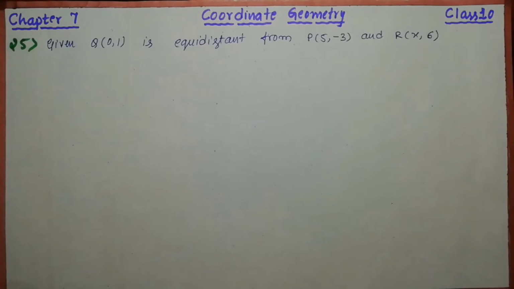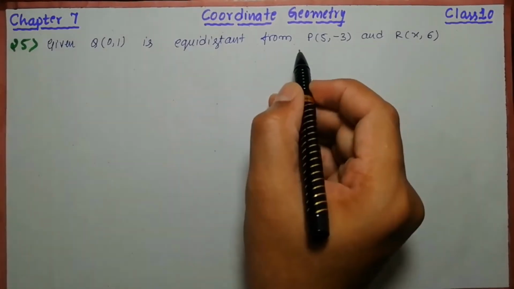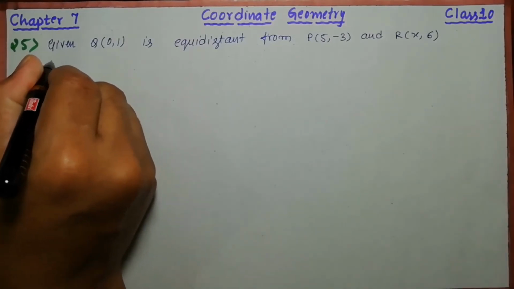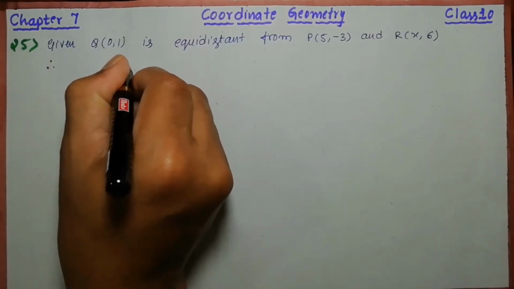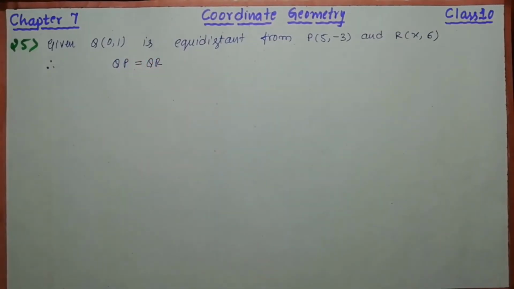Okay, listen students, I'm going to solve the 25th question because here there are two possible values for x. So that's why I'm going to solve this question. Now look at here: given Q is equidistant from P and R, so I'm going to write down QP is equal to QR, because Q is equidistant from P and R.